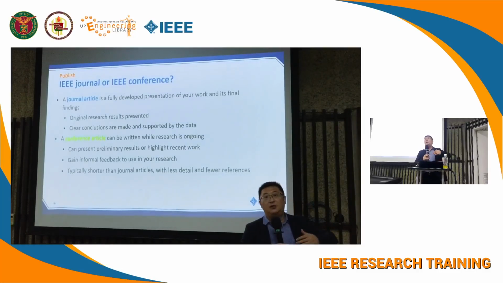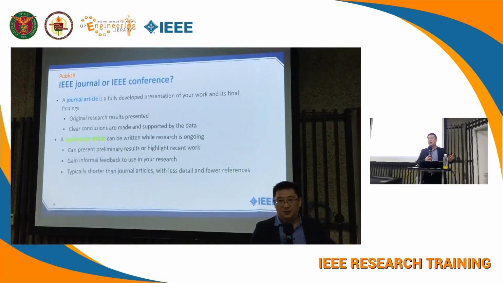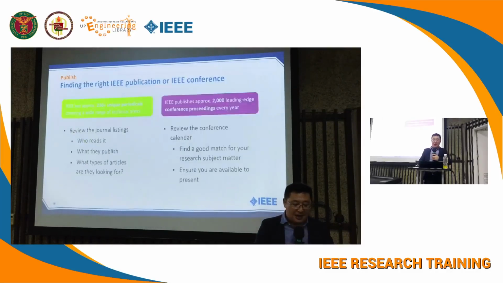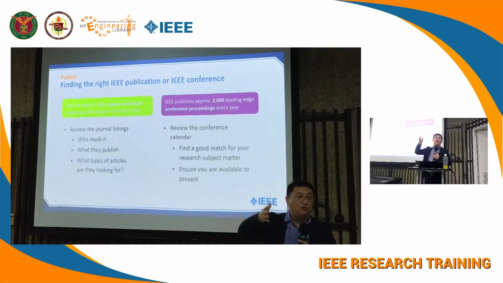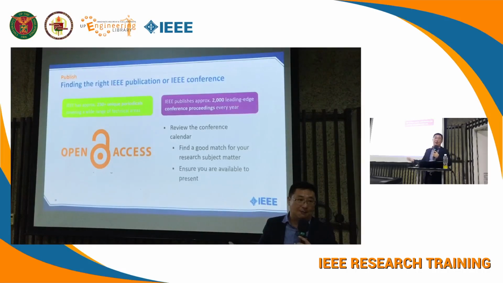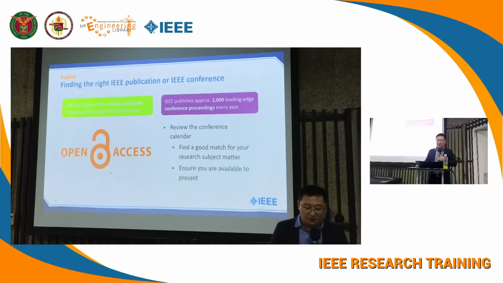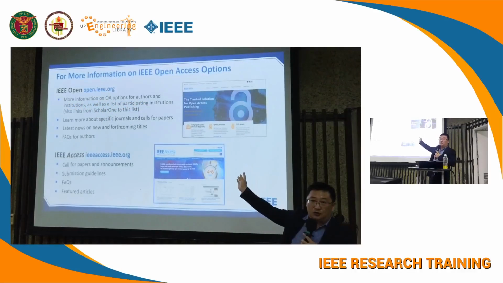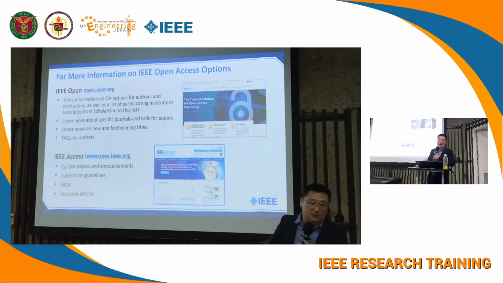If you are aiming to get your paper published in a journal or conference, then we do provide journals and conferences. We have over 230 journals available, and every year we organize almost 2,000 conferences. There are a lot of venues for you to submit your paper to, and you can also submit and publish in open access with IEEE as well. So all this information is available on the IEEE Open website as well as the IEEE Access website.